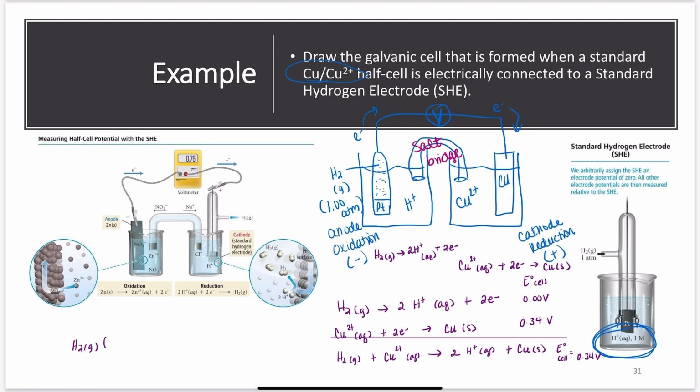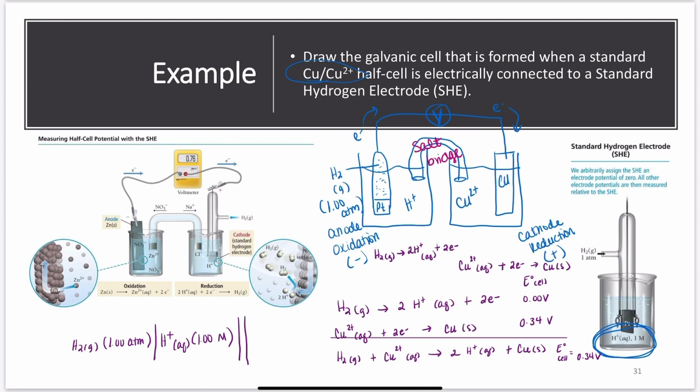I'm going to assume 1 atmosphere because that is standard conditions. I also have H plus at my anode. I have to write a line for a phase separation because those are in different phases. Aqueous phase and gas phase are not the same. I'm going to assume standard conditions, so 1 molar.